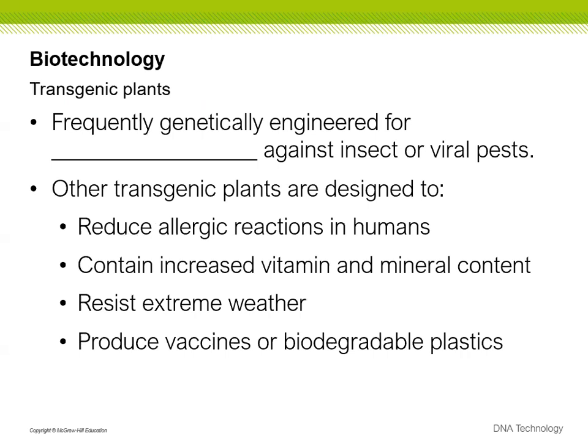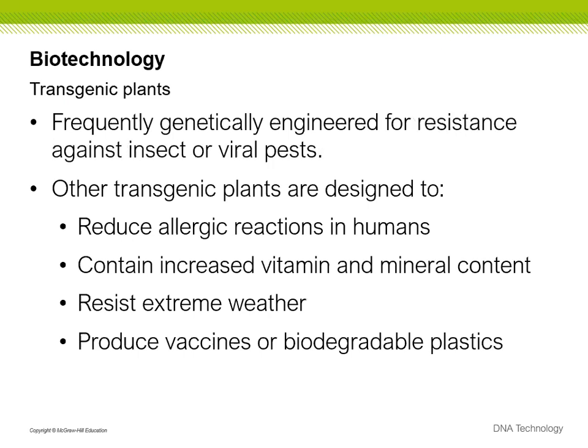We look at transgenic plants. We usually do this for resistance against insects or pests. But there's other things. Sometimes we make it more resistant to weather. That's huge. Sometimes we try and make it bigger. We try and make it so that there's more offspring, more food. Maybe we want to reduce allergic reactions. Maybe we want to make it more nutritious. These are all examples there.